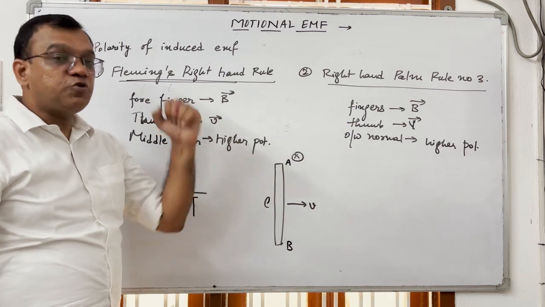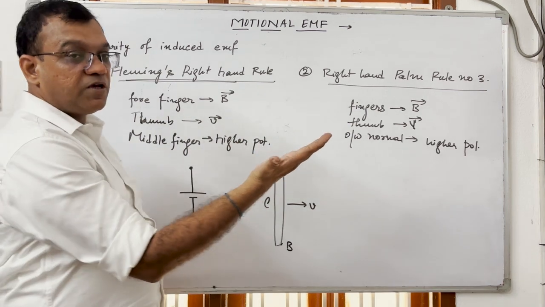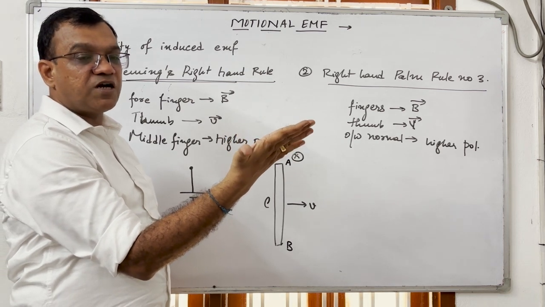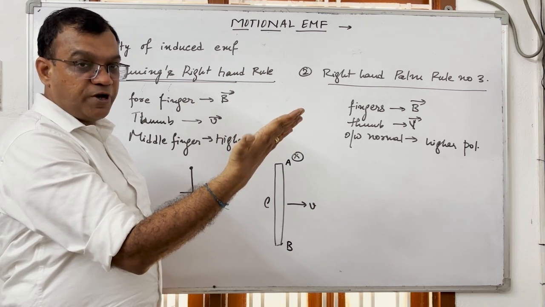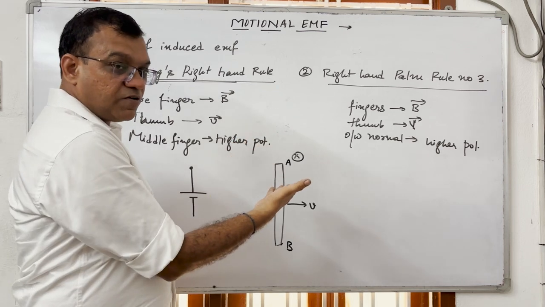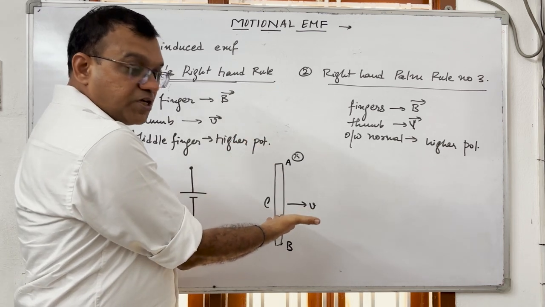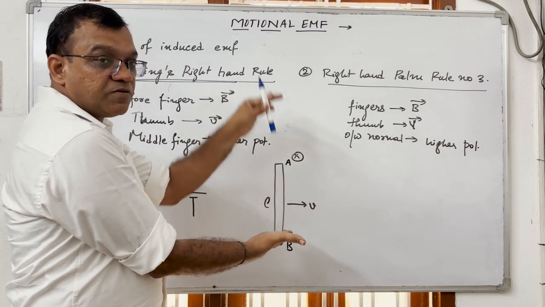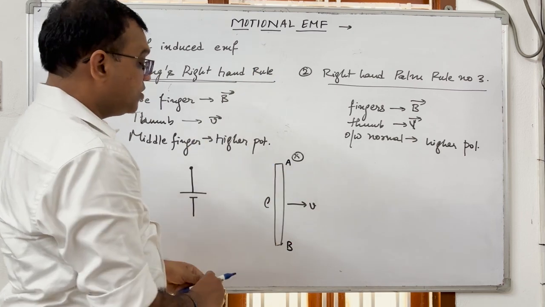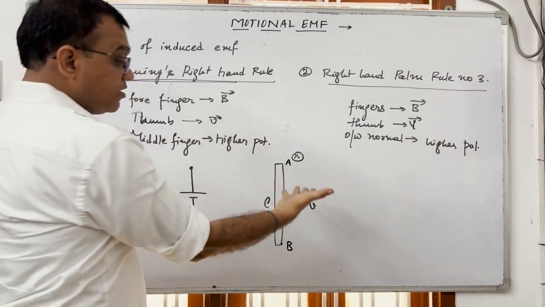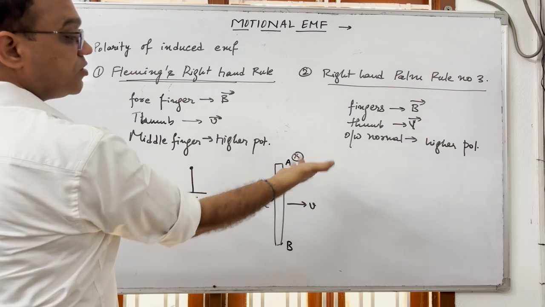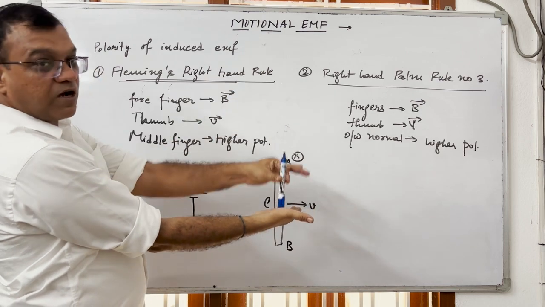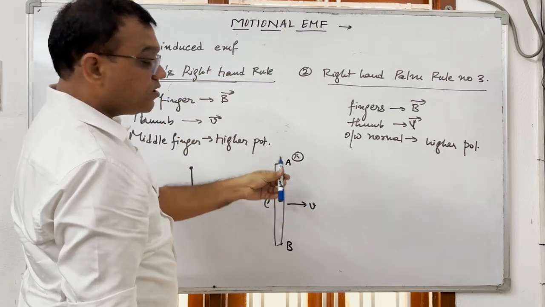Now, if we have to use right hand palm rule number 3: stretch your right hand palm in such a way that thumb and fingers are perpendicular. Point the fingers towards the magnetic field, thumb towards the velocity. Outward normal to the palm will give you the higher polarity end. So, same thing you will get from here. Once again, fingers towards the magnetic field, thumb towards the velocity, outward normal to the palm gives you the higher polarity.